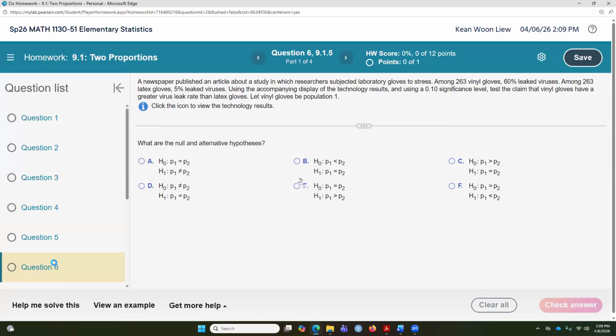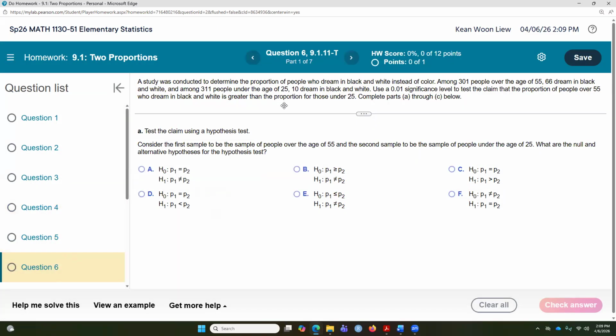But sometimes the question does not provide technology, like question 6 here, where you are conducting a test on the proportion of people who dream in black and white instead of color. Among 301 people over age 55, 66 of them dream in black and white, and among 331 people under age 25, 10 dream in black and white. You will test the claim that the proportion of people over 55 who dream in black and white is greater than those under 25.